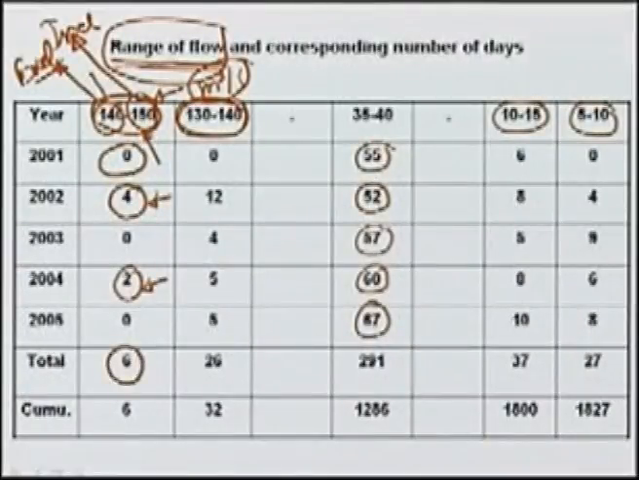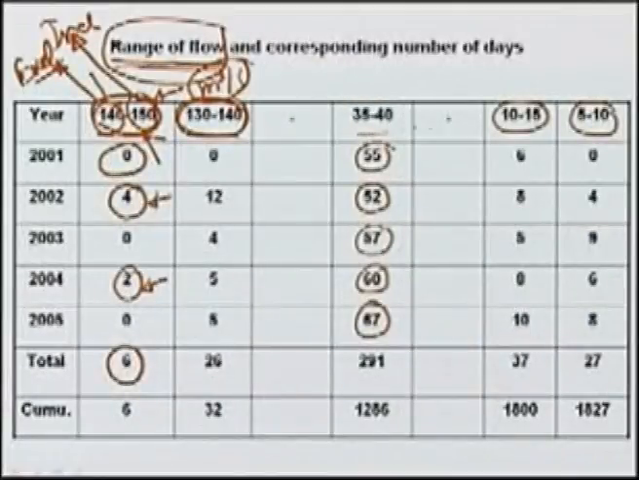So, for that we need to obtain the cumulative or the total number of days for this 5-year period on which the discharge was within 140 to 150 or 130 to 140 and so on. So, we can see that out of these 5-year data, there are 6 days in which the discharge is within the range of 140 to 150. Similarly, there are 26 days on which discharge is within the range of 130 to 140.